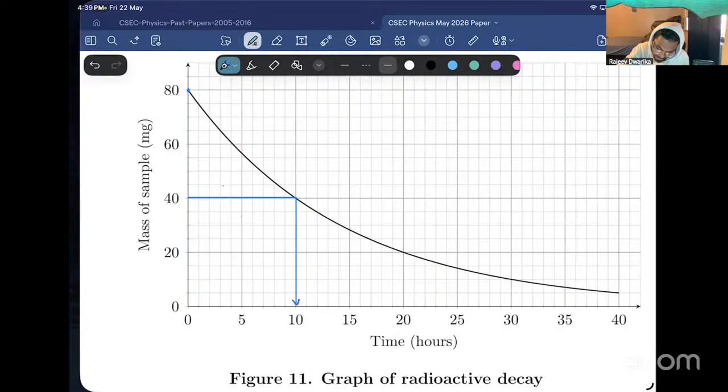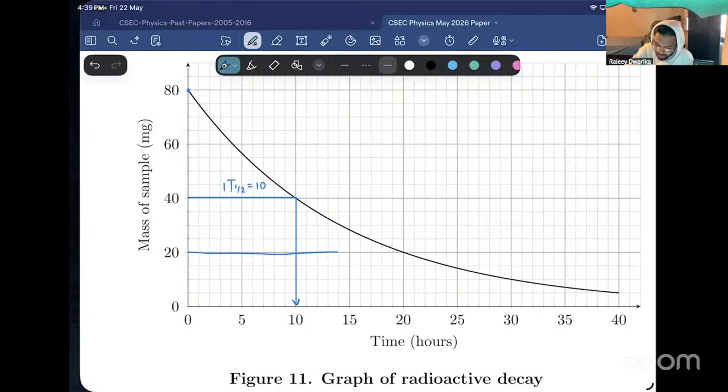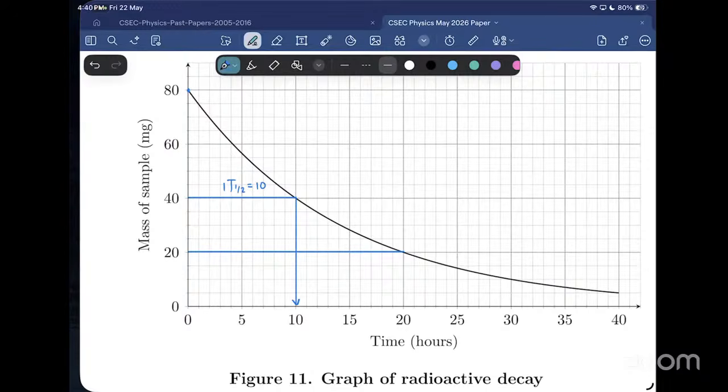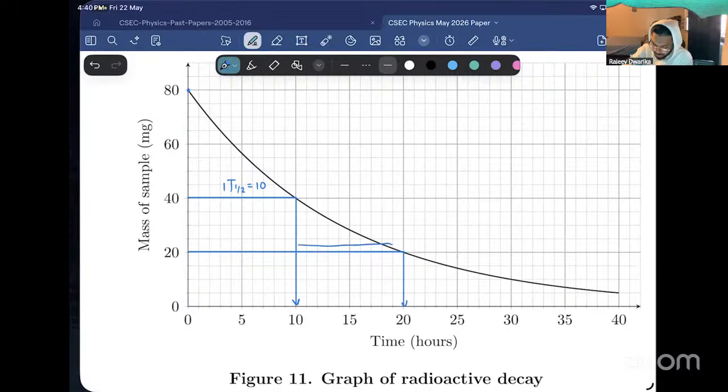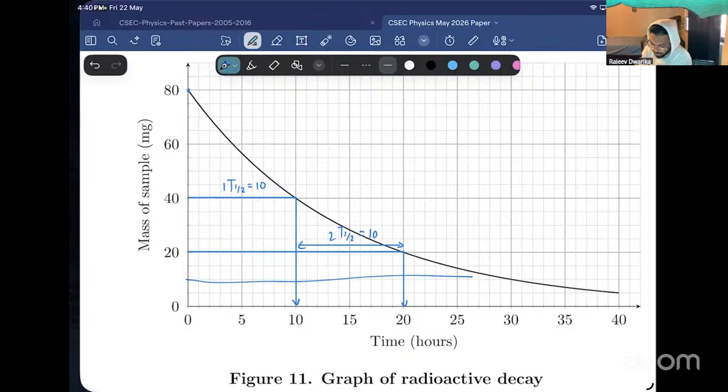Sir, the first time and a half is just what? It's 10 hours. To find the second time and a half, I'm going to look at 20. And that time and a half is going to be given by this. That looks like 10 as well. And if you wanted, it could go again.